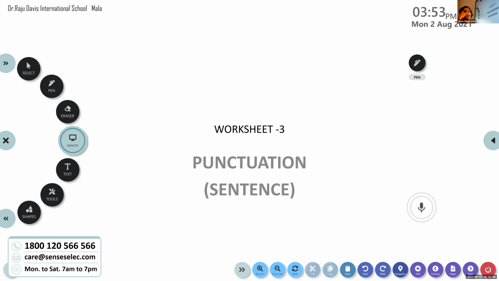Okay, so daily notes, please see that you update your notes. You copy down the notes into your notebook. That is all about the notes and notebook work as well as the workbook exercises. Now let's move on to the topic.